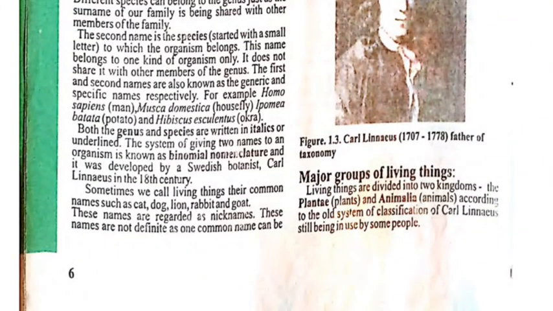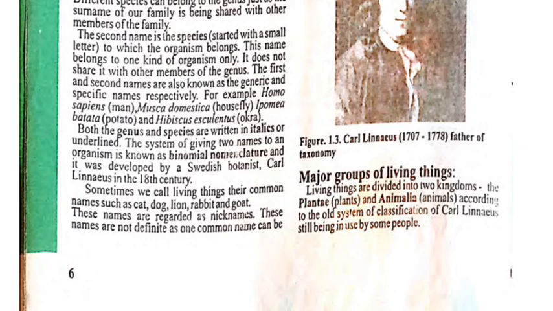Welcome back to STEMLens. So in the last video we talked about classification of living organisms. We talked about taxonomy, we talked about the hierarchy of living things to be KPCOFGS, that is kingdom, phylum, class, order, family, genus and species.